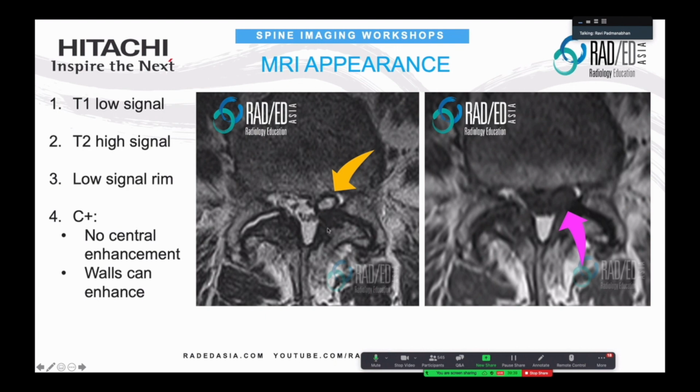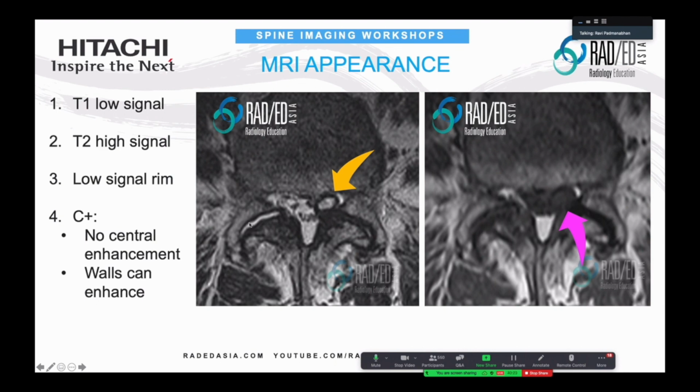So what you're looking for is usually a pretty well marginated cyst, so it's got this low signal rim. This is a T2 weighted sequence, so the cyst is bright. This is T1, cyst is low signal. And this is a very typical appearance of a facet cyst.